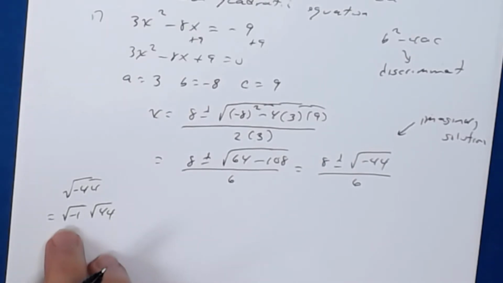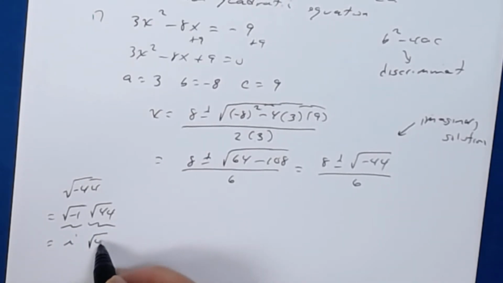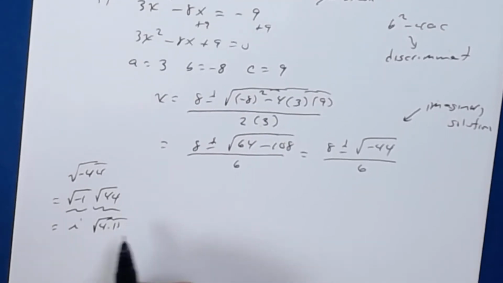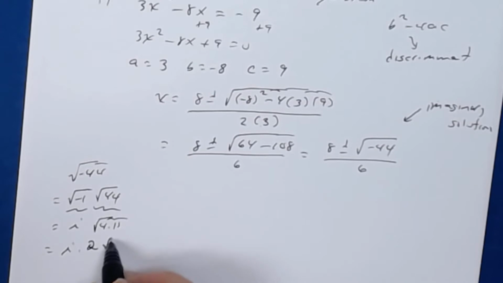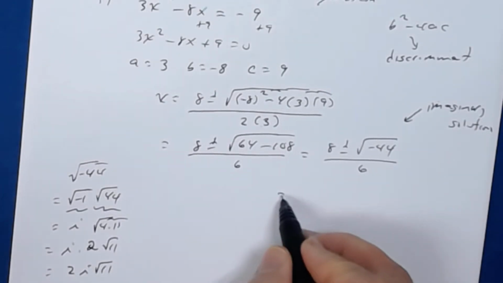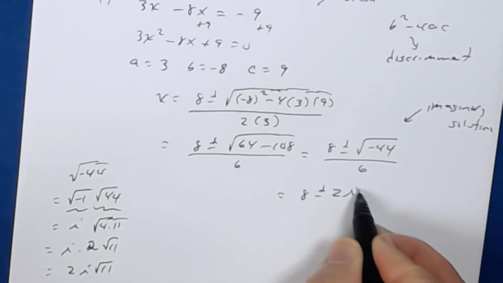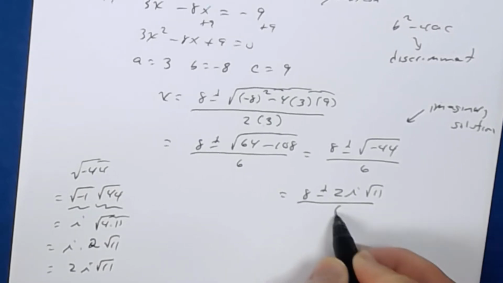Now remember, the square root of negative 1 by definition is i. So I can write this as the square root of 4 times 11, correct? So it becomes i times the square root of 4, which is 2, times the square root of 11. Now remember, in a previous lesson we talked about how to write this. The way I would write this is to put the i between the 2 and the square root. So that'll be 2i square root of 11. All right, so that goes here. That's 8 plus or minus 2i square root of 11, all divided by 6.